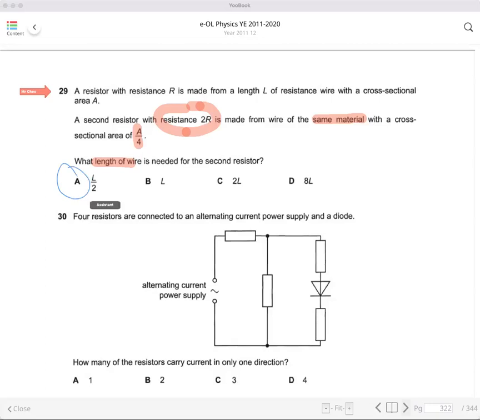Okay, so everybody got the correct answer. The answer is A. If your area is much smaller, the resistance increases by 4 times. You only want your resistance to increase by 2 times, so your length has to be half so that your resistance will be increased by 2 times and not 4 times. If your length is the same, your resistance will be 4R. Is that clear? Okay, all of you do question number 30.